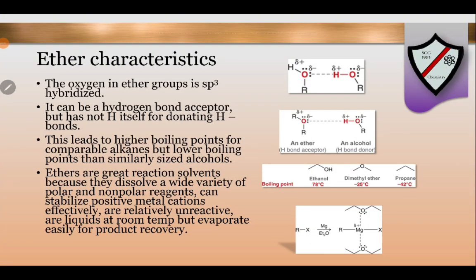Let's take a look at some of the characteristics of these ethers that we want you to be familiar with and be able to explain a little bit about. So the oxygen in ether groups is sp3 hybridized, so it has 4 sp3 orbitals, and it will have tetrahedral or close to tetrahedral geometry. Notice, unlike an alcohol, which has the hydrogen, which allows it to be both a hydrogen bond donor and acceptor, the hydrogen itself allows it to do the hydrogen bonding.